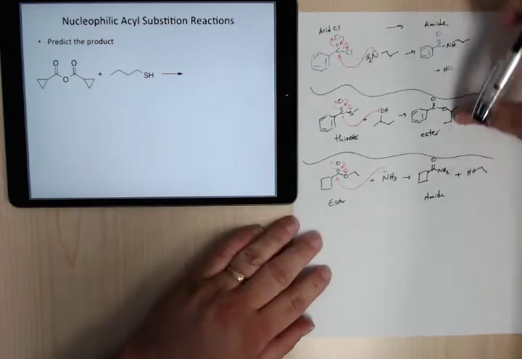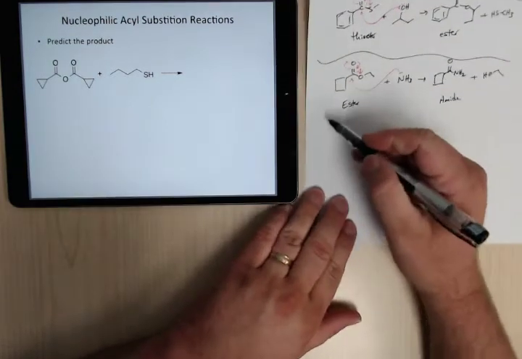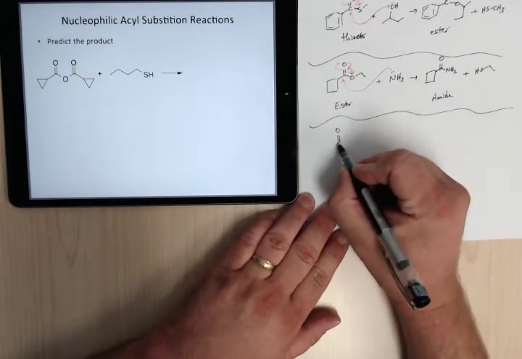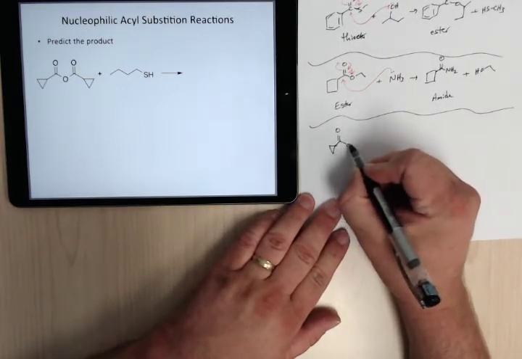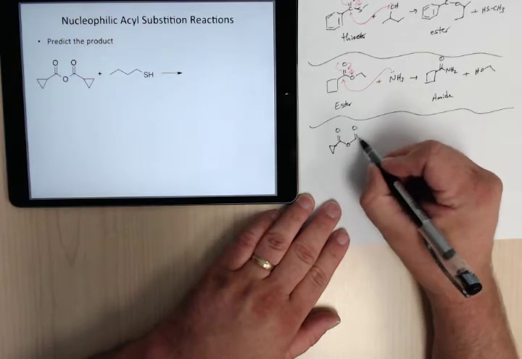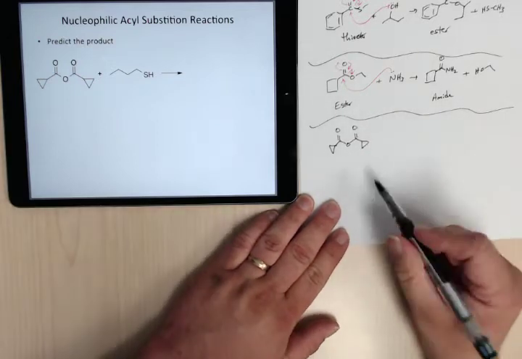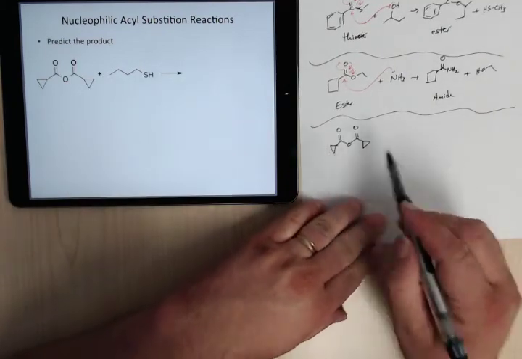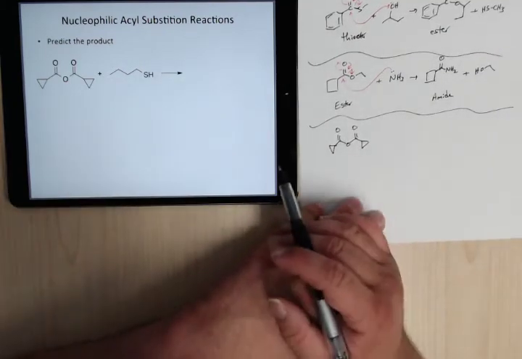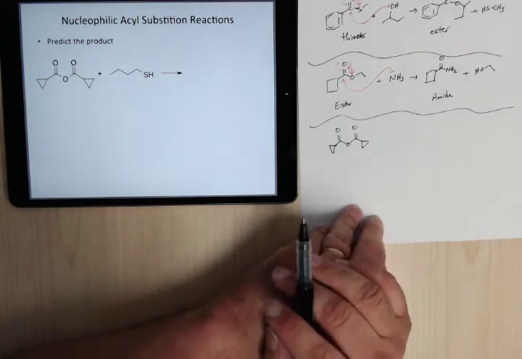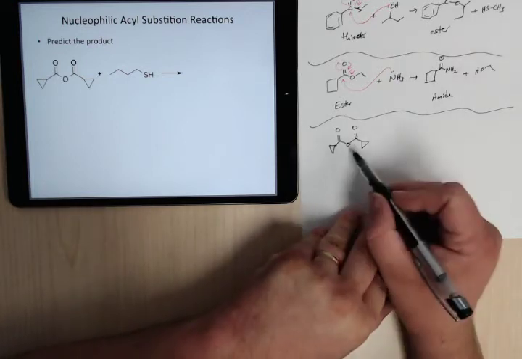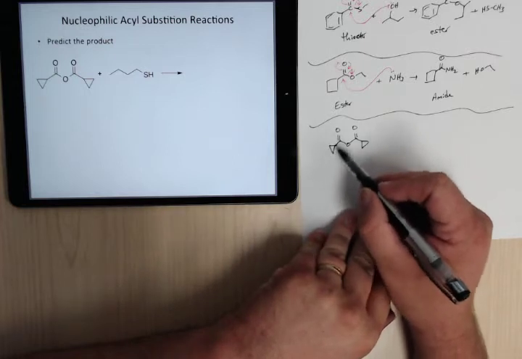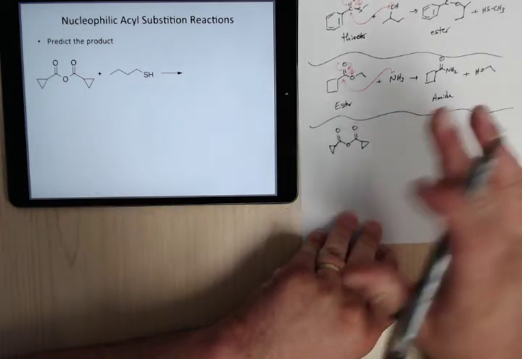Now for here, we're not going to talk about this much, I'm going to give you symmetrical anhydrides, but they work the same way. If you're given anhydrides where the left side is different from the right side, the first one that's going to get attacked is the one that is less sterically hindered. It's going to have a smaller group on that side, but for this one it doesn't matter.